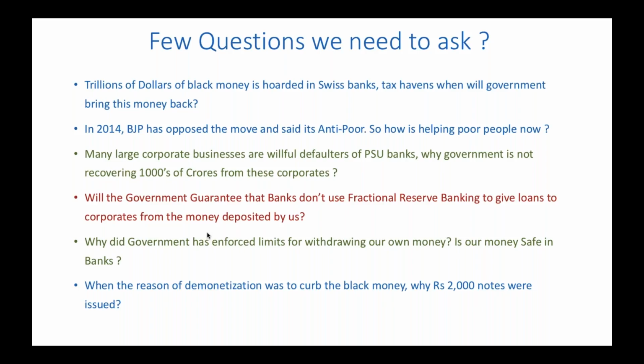That is one thing. And also one more important thing: when the reason for demonetization was to curb black money, why did the government launch the 2,000 rupee notes? Why? Because you said 500 and 1,000 rupee notes are very, very easy for black money holders to hoard. Then why did the government launch the 2,000 rupee notes? So these are a few questions.